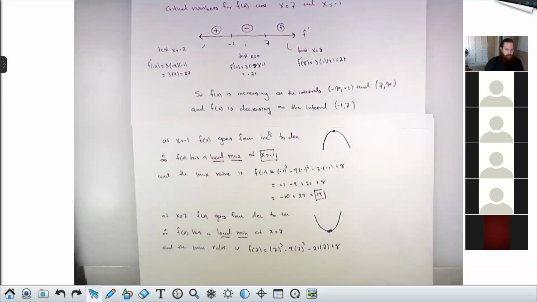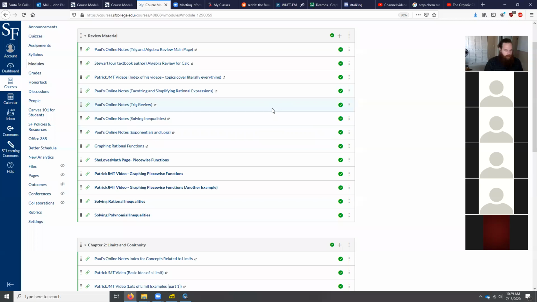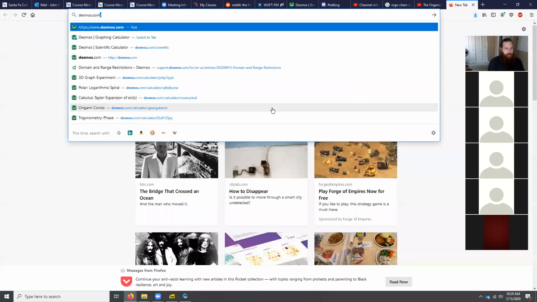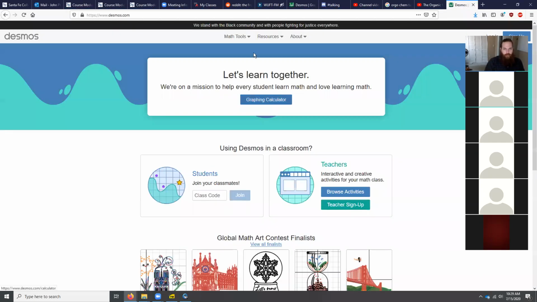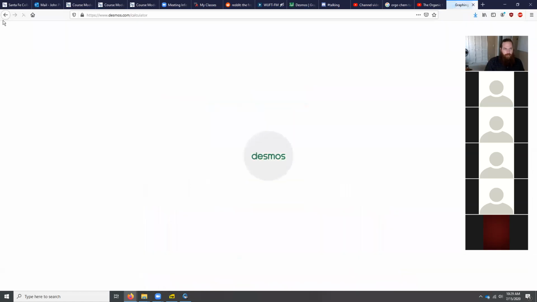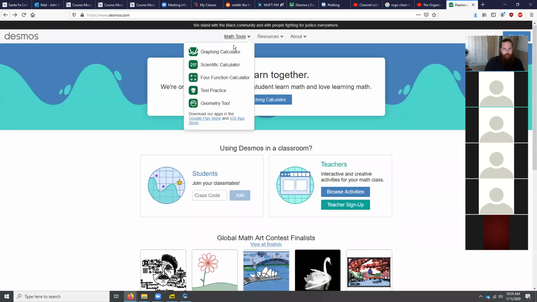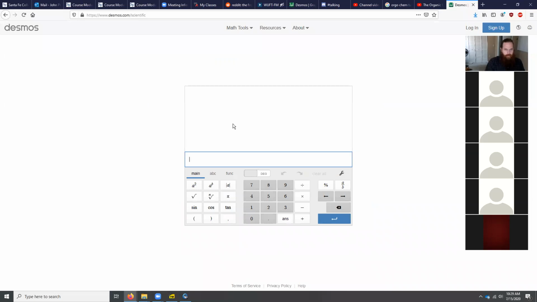And my arithmetic is not very good, so I'm going to employ some help here. So we need 7 cubed minus 9 times 7 squared minus 21 times 7 plus 8. That's negative 237.